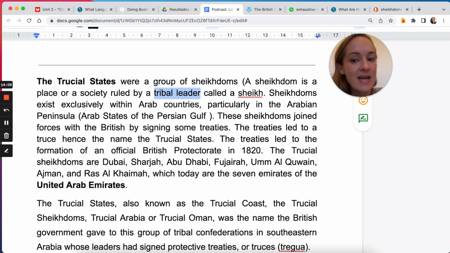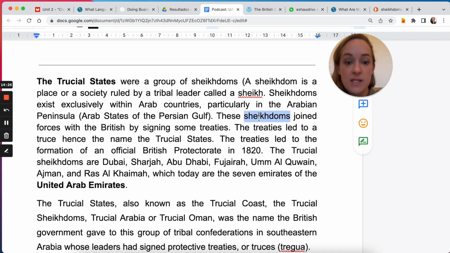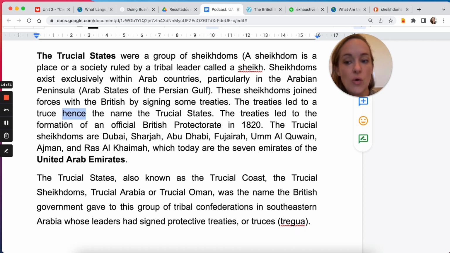Sheikdoms exist exclusively within Arab countries, particularly in the Arabian Peninsula, the Arab states of the Persian Gulf. These sheikdoms joined forces with the British by signing some treaties. The treaties led to a truce, tregua in Spanish, hence the name the Trucial States. The treaties led to the formation of an official British protectorate in 1820.